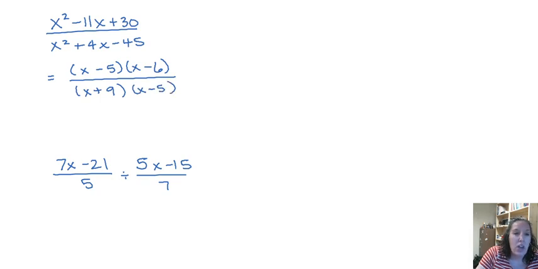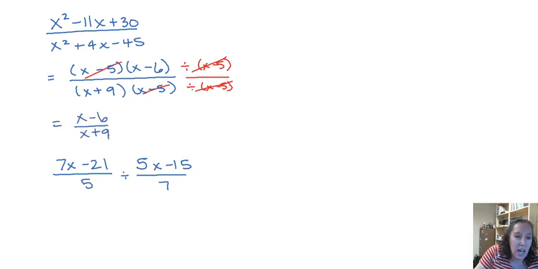We see that we do have a common factor of x minus 5. So what we want to do is divide both top and bottom by x minus 5 so that those will divide out. And that leaves us with x minus 6 over x plus 9.